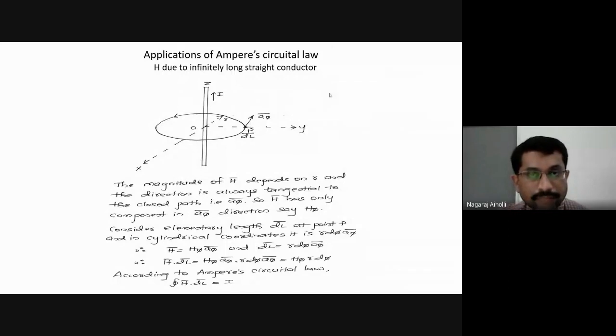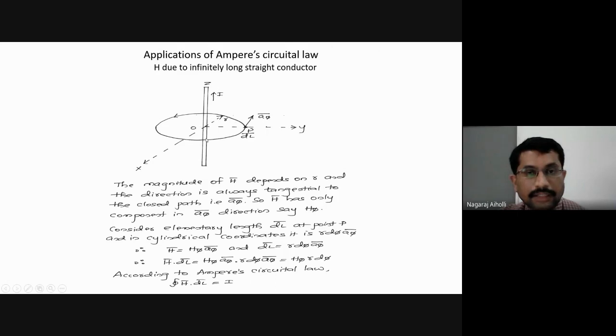Let us consider the conductor here. It is infinitely long straight conductor lying along the z axis, and we are finding the magnetic field intensity at the point P. This point P, again, it is tangential to the circular ring. The h bar is tangential, as I told just now. It is lying on the a phi bar direction, and hence the magnitude is h bar and its direction is a phi bar. The current carried by the conductor is I.